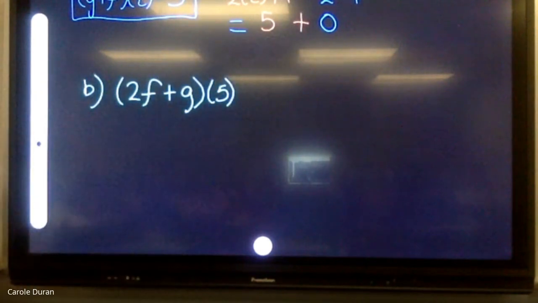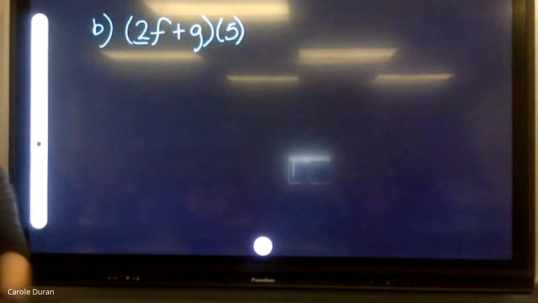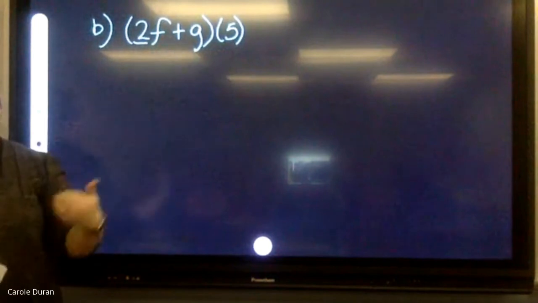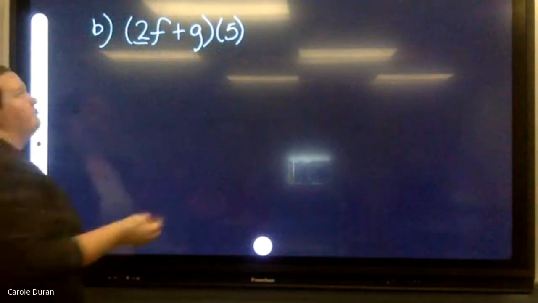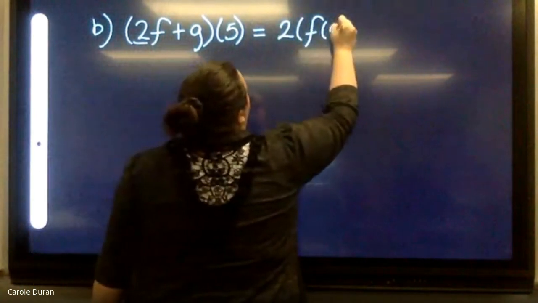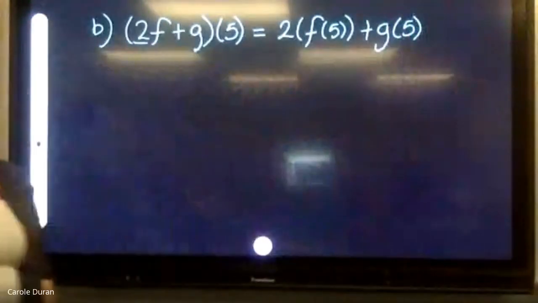So on this one, I would like to do the operation 2f plus g solved at 5. This is exactly what it looks like. This 2 in front of my f says I'm going to go to my f function and multiply by 2 before I plug in this number. If there was a number in front of g, I would do the same thing. Good news is I don't have to do that. So this is the same as 2 f of 5 plus g of 5. And I plug it in just like I did before.